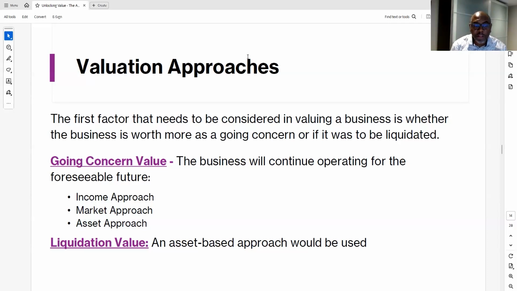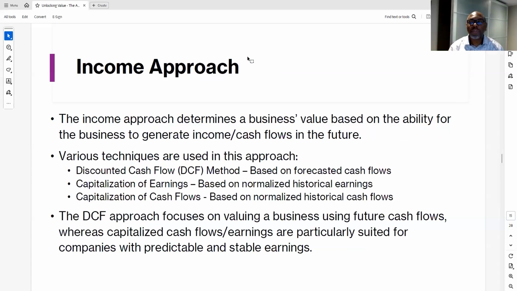As far as going concern, we have three key approaches: the income approach, the market approach, and the asset approach. You can also use the asset approach for liquidation as well. With the income approach, we're looking at the business's ability to generate income and cash flows in the future. So the techniques that you've probably seen and heard of, discounted cash flow, is a key one.